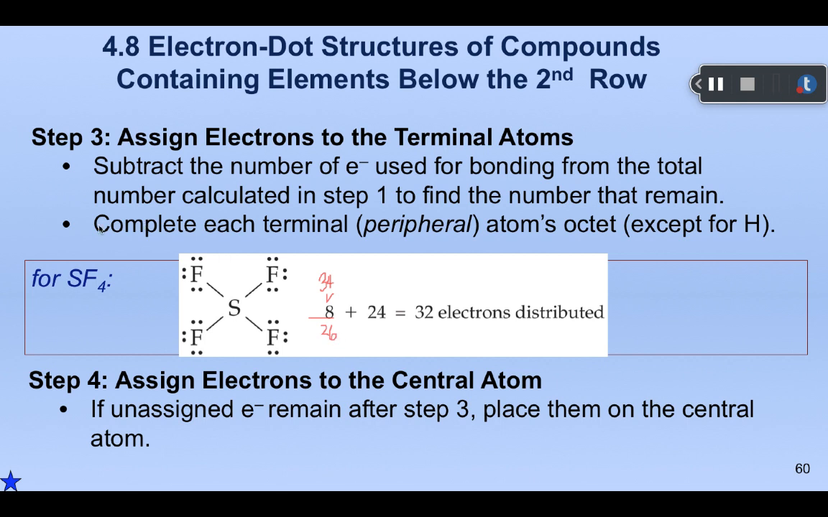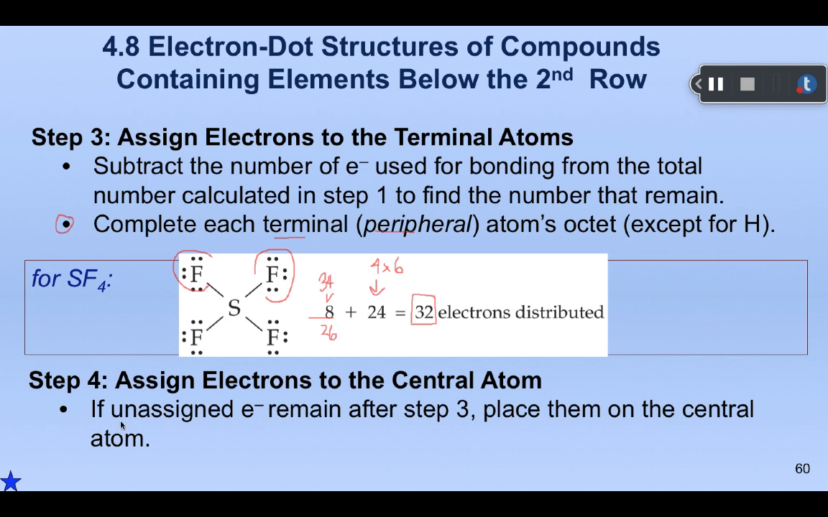So what we'll do next is to complete octets. We'll complete octets for what they call either terminal or peripheral atoms, in other words, the ones not in the middle. And so in this case, there are 4 fluorine atoms, and each of them needs an octet. So 4 times 6 electrons, that would be a total of 24, because you've got 3 lone pairs around each fluorine plus a bonding pair, which satisfies an octet for each fluorine. So now between the bonds and the lone pairs, 32 electrons are represented in this structure.